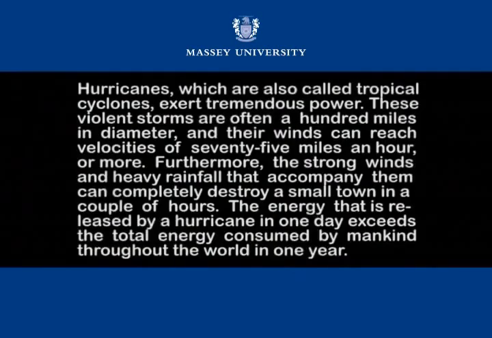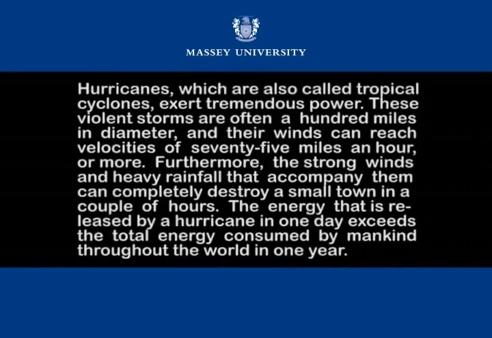Hurricanes, which are also called tropical cyclones, exert tremendous power. These violent storms are often 100 miles in diameter, and their winds can reach velocities of 75 miles an hour or more. Furthermore, the strong winds and heavy rainfall that accompany them can completely destroy a small town in a couple of hours. The energy that is released by a hurricane in one day exceeds the total energy consumed by mankind throughout the world in 1 year.